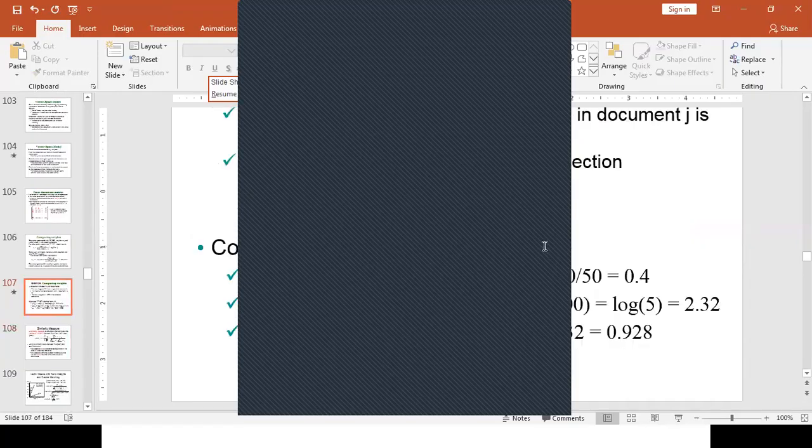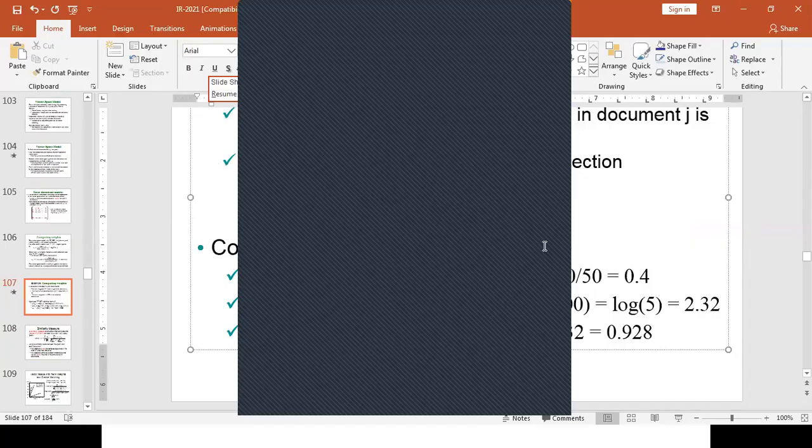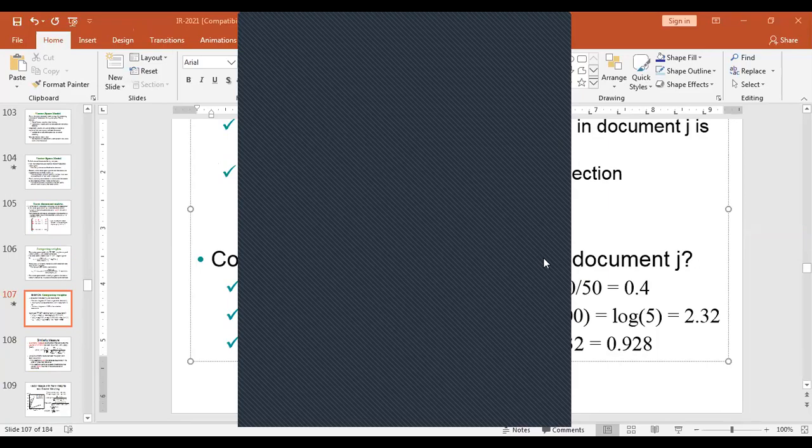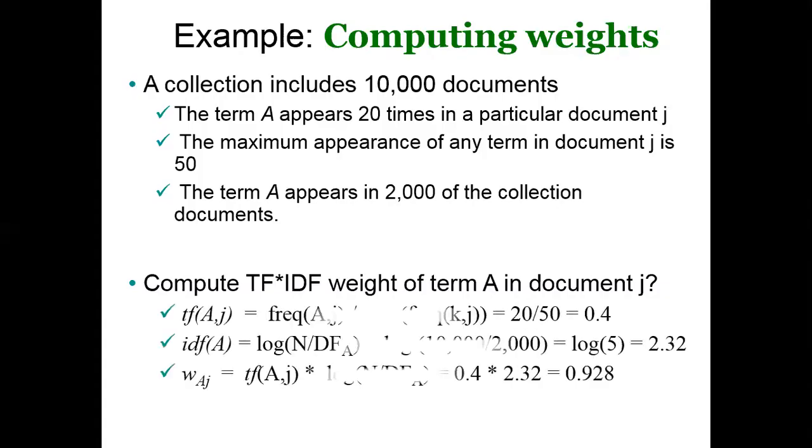Compute term frequency inverse document weight of term A in document J. Because we are calculating the importance of term A for representing document J. So that means we have to know first the term frequency of term A in document J. That means the term A appears 20 times in a particular document J.